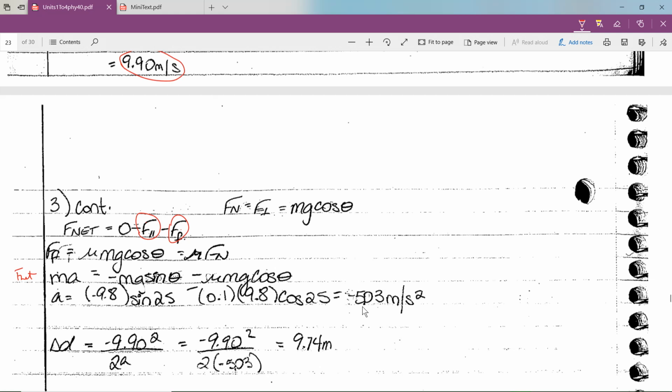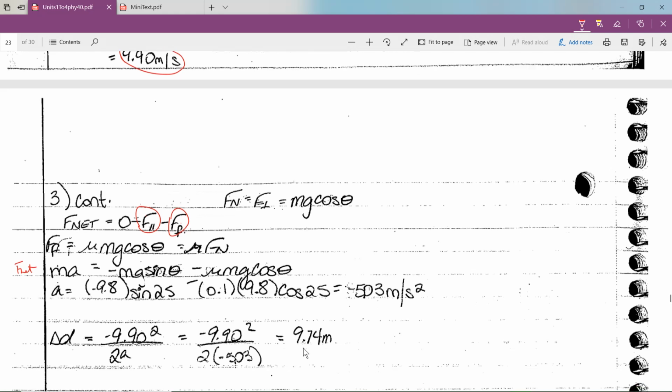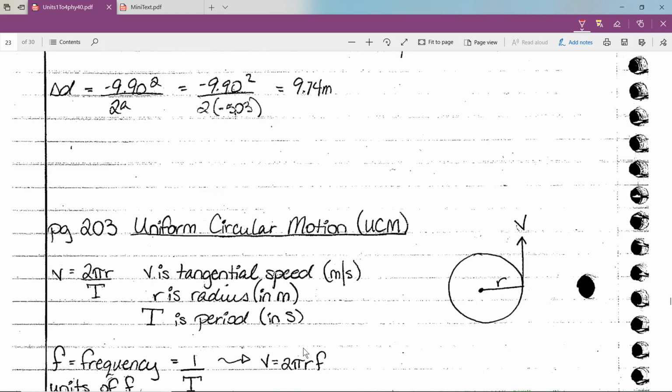per second squared. So then going up the ramp, it would be delta d equals v2 squared, 0 squared, because it stops on the second ramp. Where does it stop? Minus 9.9 squared over 2 times minus 5.03. So 9.9 squared divided by 2 times 5.03, and you get 9.74 meters. And this is important information because you want to make sure that your ramp is long enough so you don't fall off the second ramp. That would not be a well-designed skateboard park, would it?